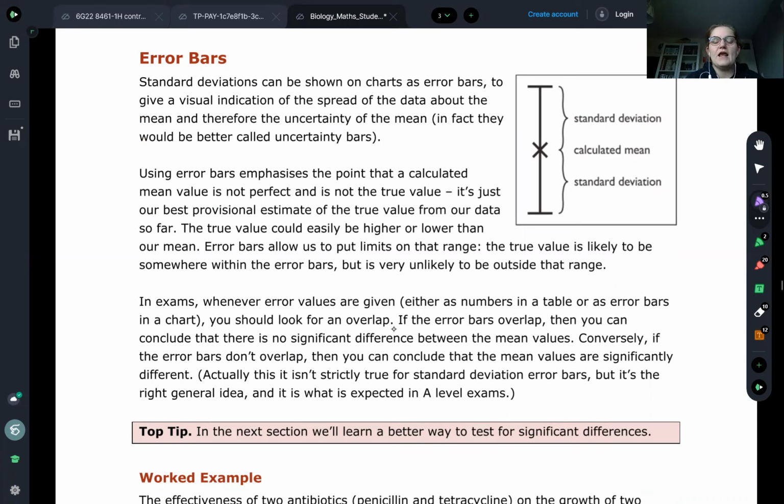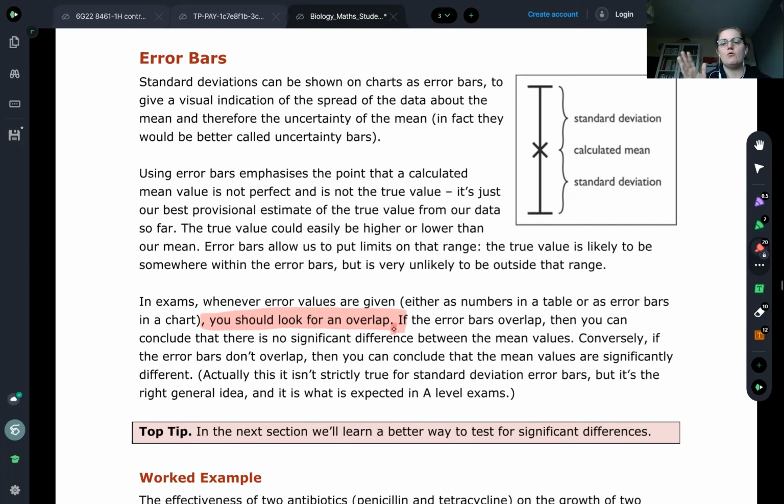In an exam, whenever you're given error values, either as a number in a table or as error bars in a chart, you should look for overlap. And this is really, really important. You're given lots of questions like, discuss the results, for example, when we were doing those ones about cancer, looking at the different treatments on the mice. That is where you want to look for overlap.